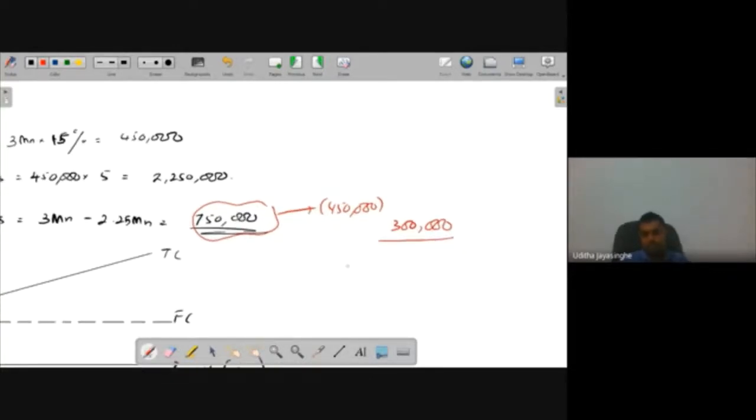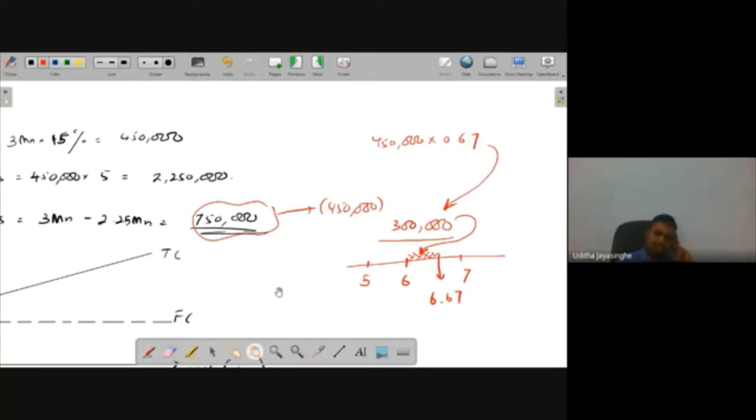So for this machine, for the 5th year, it's fine, 6th year, it's fine. There's no 7th year, rather at 6.67, this is going to end its useful economic life. So this remaining 300,000 is going to be exactly equal to 450,000 multiplied by 0.67. So the last year is not going to be a whole year, but rather a fraction year.